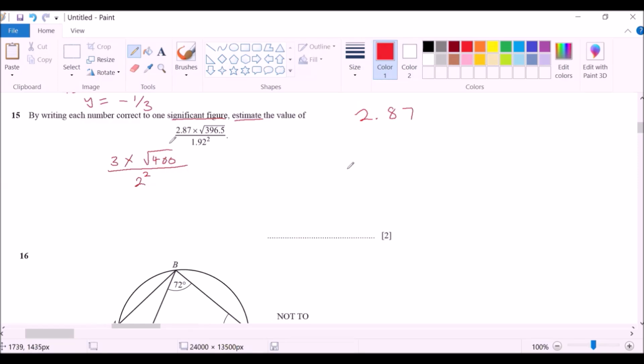2.87 to one significant figure. The first significant figure is the first non-zero number from the left. So we have to use the next position, which is this number, to decide whether we are rounding up or rounding down. 8 is 5 or more, greater or equal to 5. If this digit is greater or equal to 5, we round up. We increase this value. If this digit is less than 5, it remains like that, and then we drop all the other values or put zeros as placeholders.